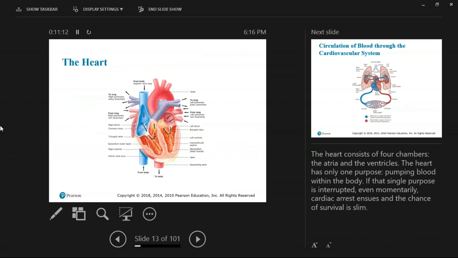And I'm not going to go through the heart. My suggestion is you know which valves. Know all four valves. The two most common they ask about, when students come back to me and say, hey, I had this question or that question, which I ask people to do, is the tricuspid valve between the right atrium and right ventricle, and the bicuspid valve, which we also affectionately call the mitral valve, which is between the left atrium and the left ventricle. So those are two.